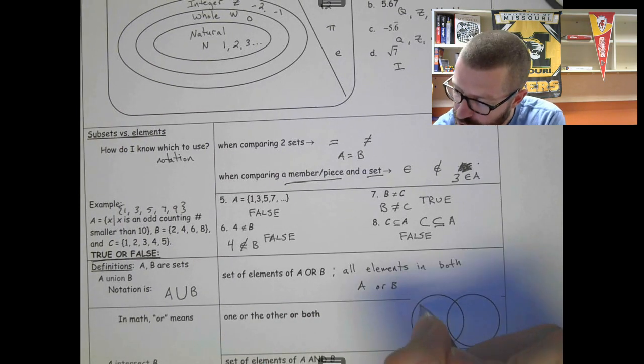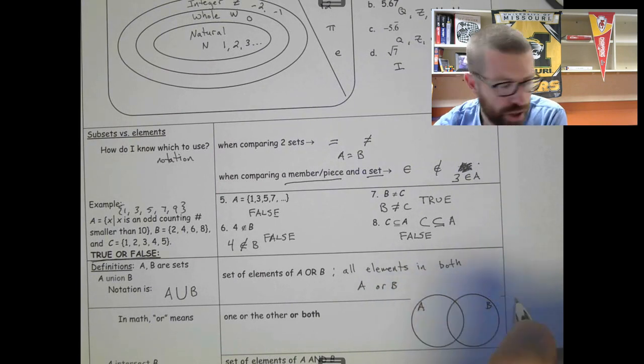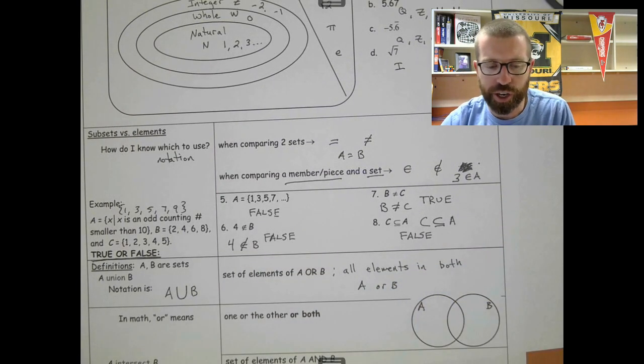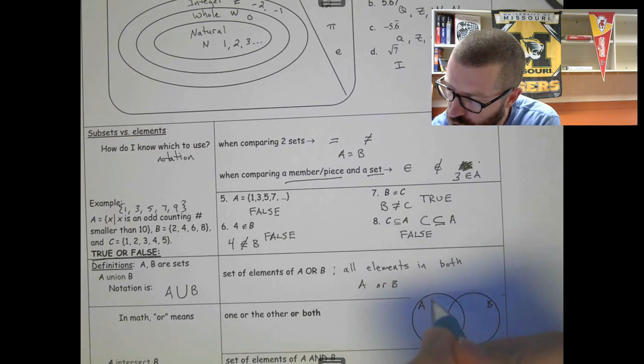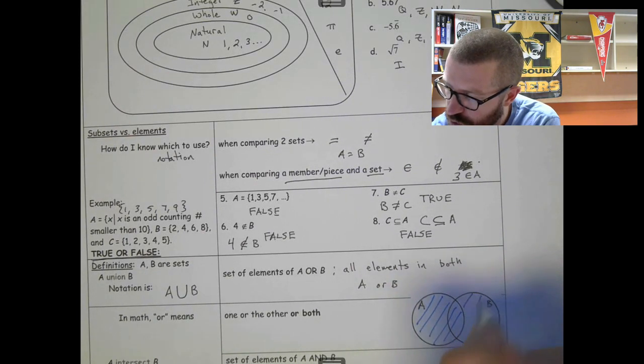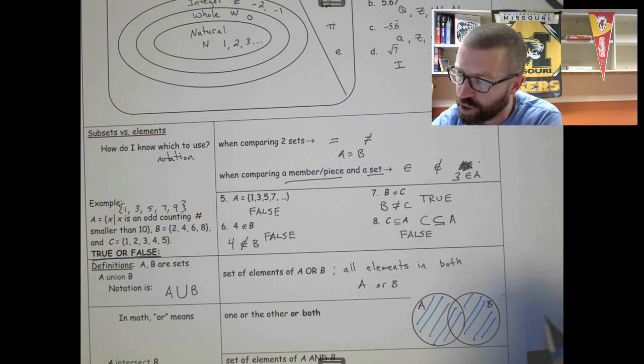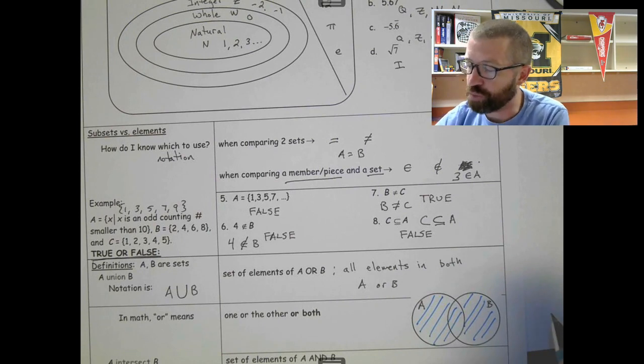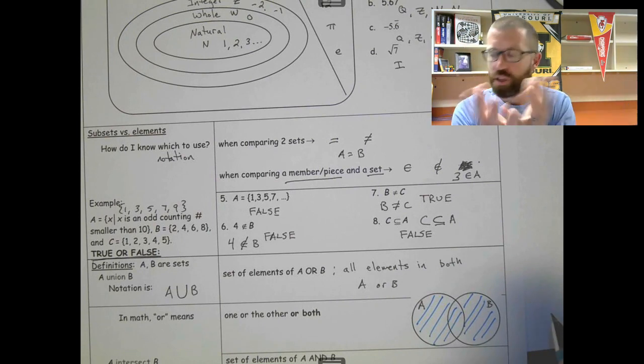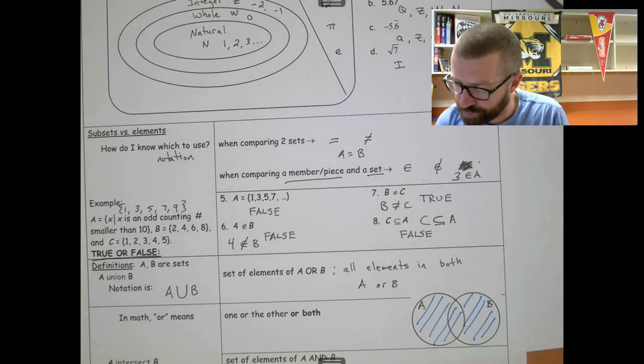If this were A and this were B, the union would be in this Venn diagram. It would mean all of this. So it's just putting them together, taking A, taking B, putting them together in one set.